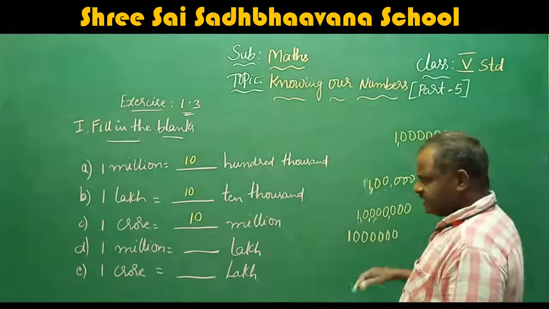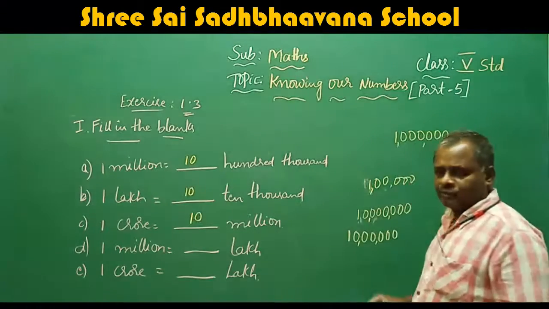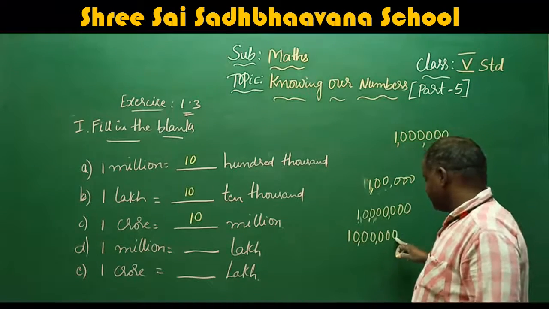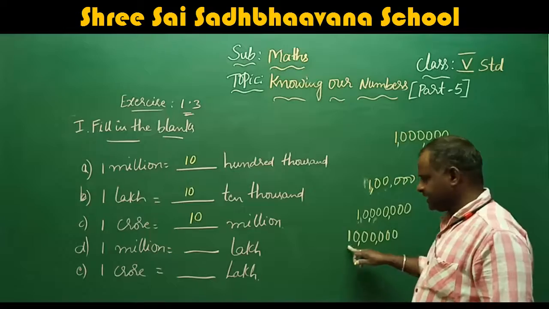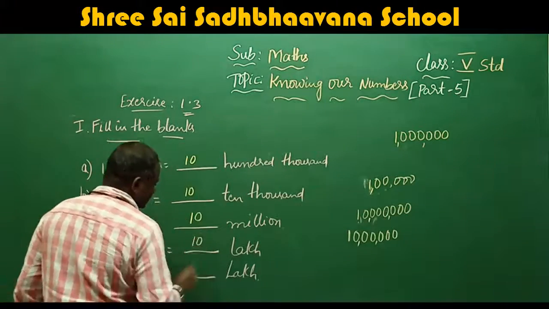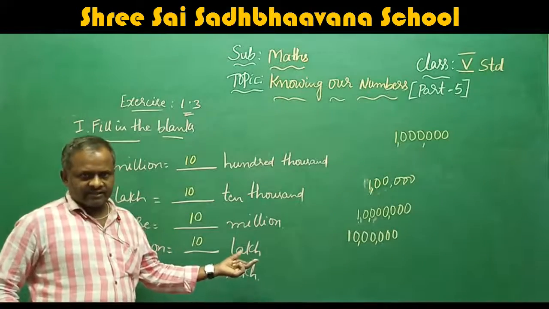How many lakhs? Convert this into lakhs, that means put the commas in the Indian system. Unit, 10, 100, 1,000, 10,000, lakh, 10 lakhs. So the answer is 10 lakhs. 1 million is equal to 10 lakhs.